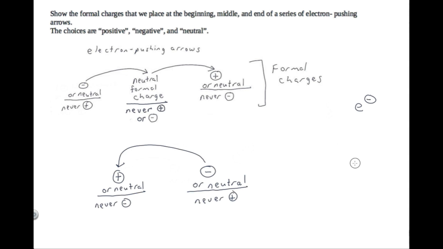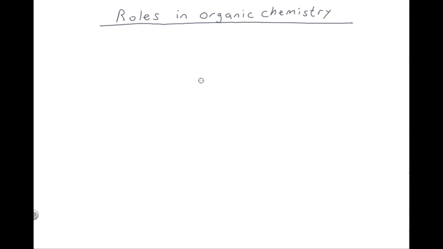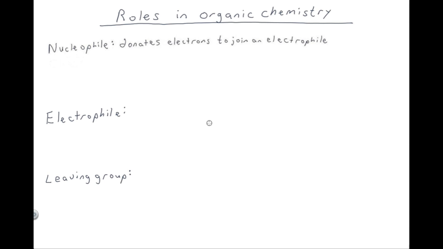In that SN2 series, we covered 3 roles that atoms can play in organic chemistry reactions. What are 3 important roles that atoms can play in reactions? The 3 crucial roles are nucleophile, electrophile, and leaving group. How would you define the term nucleophile? Here's a good definition. A nucleophile donates electrons to join an electrophile. Notice that that's a 2-part definition. How would you define electrophile?